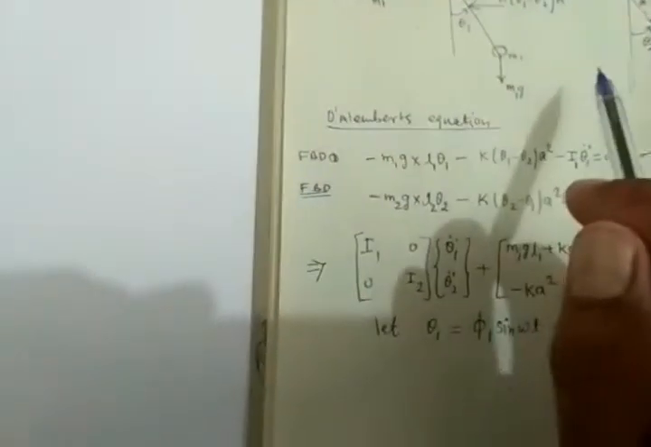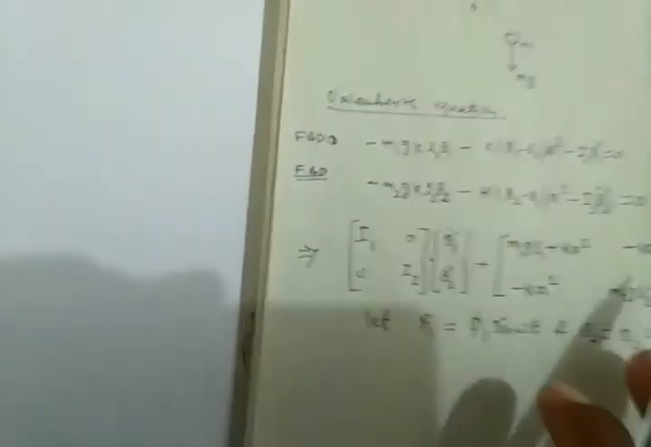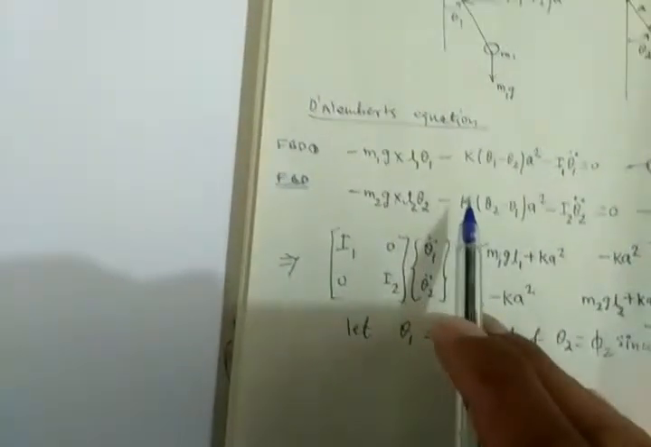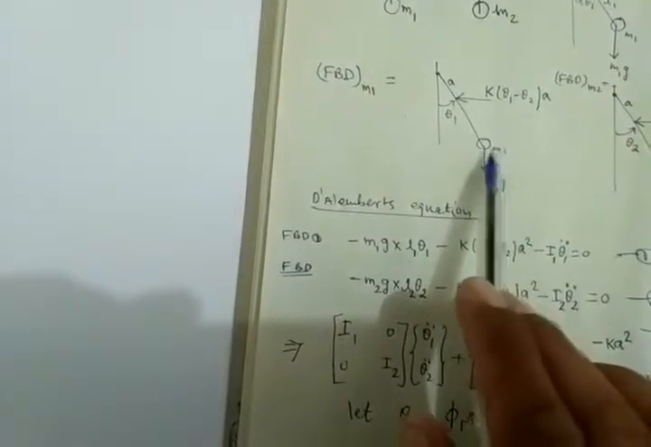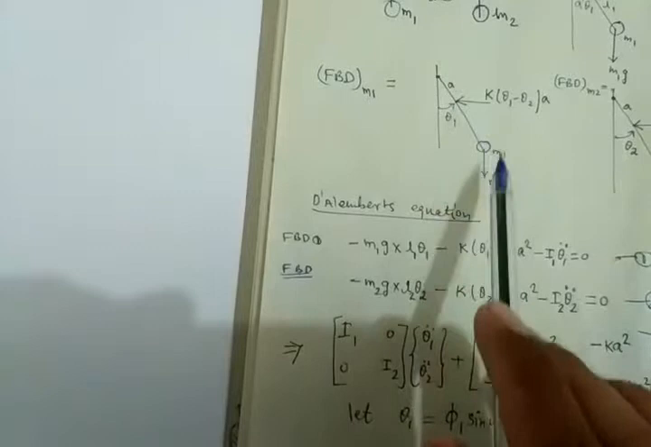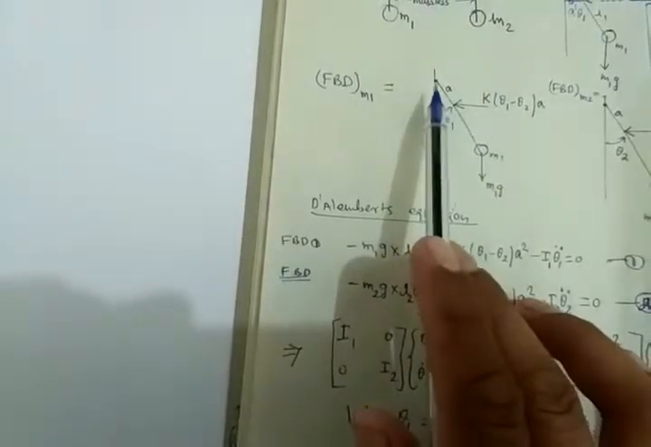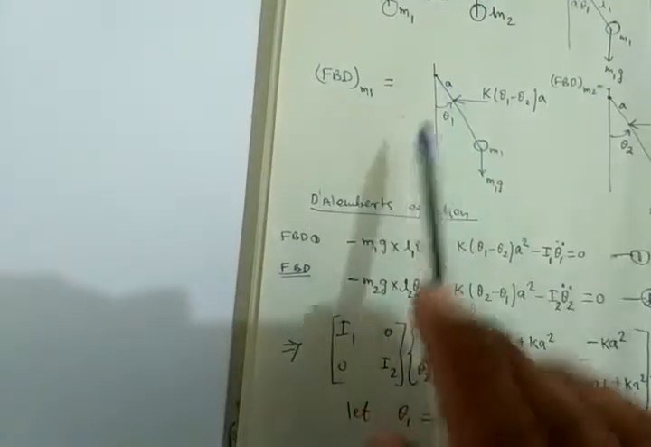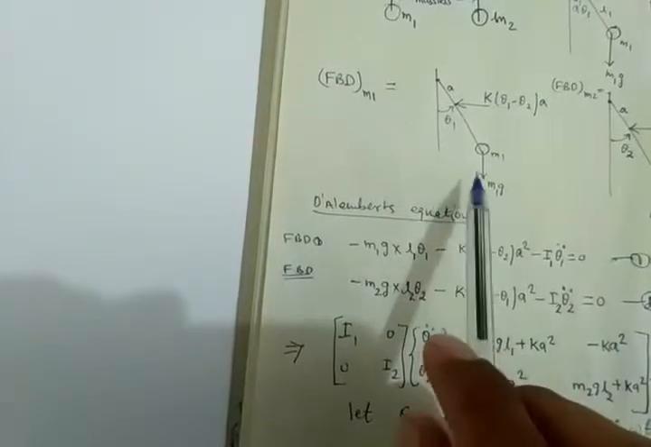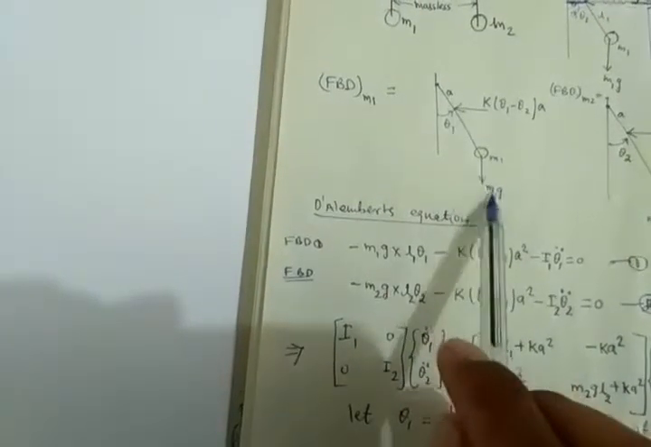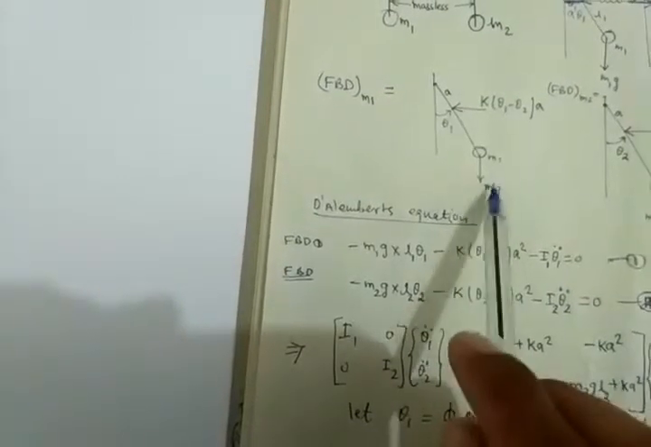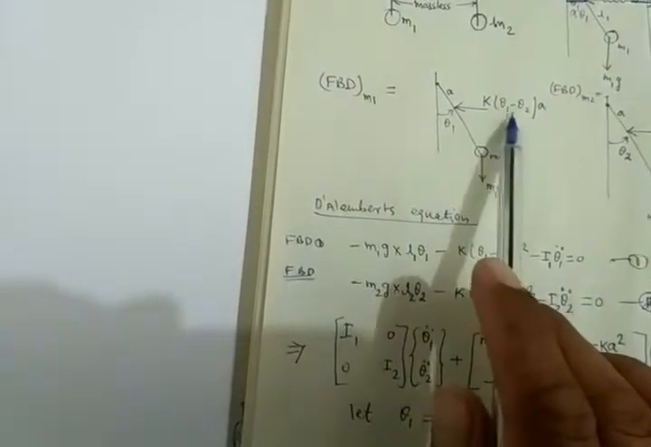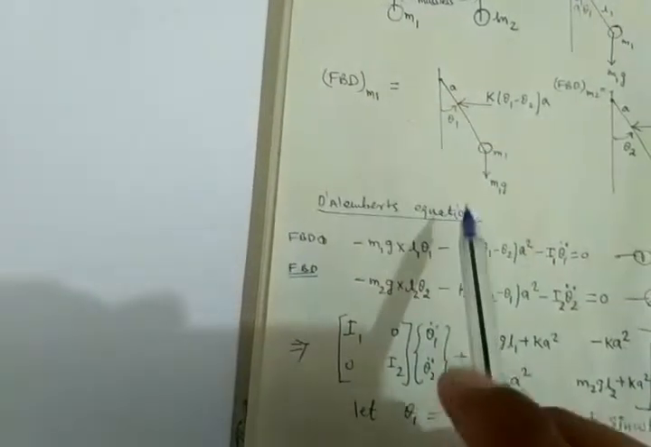So here I will write the D'Alembert's equation for this free body diagram. First I am writing for this one. So what I have to do, I have to take the moment of all the forces about the point about which this pendulum is rotating. So here two forces I am having. Those two forces are, first one is the force m1g, and second one is k(theta 1 minus theta 2) into a.